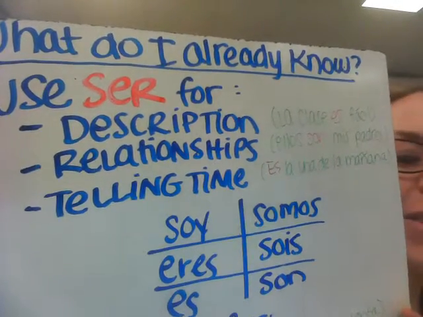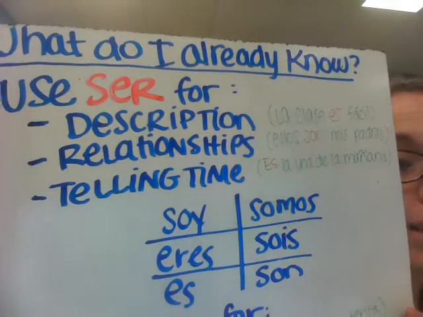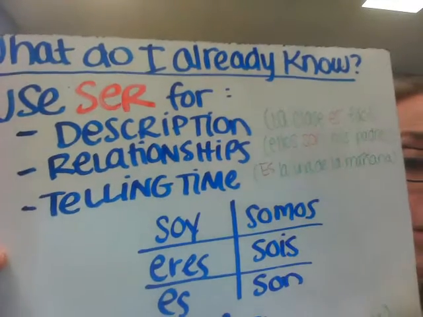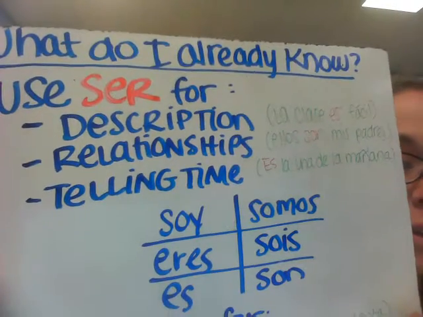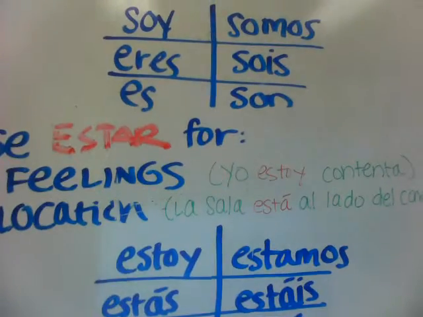Sorry. And then we also use it for telling time, like saying es la una de la mañana. It is 1 o'clock in the morning. You should already know your forms of ser, but just in case you forgot, soy, eres, es, somos, son. Those are my forms.